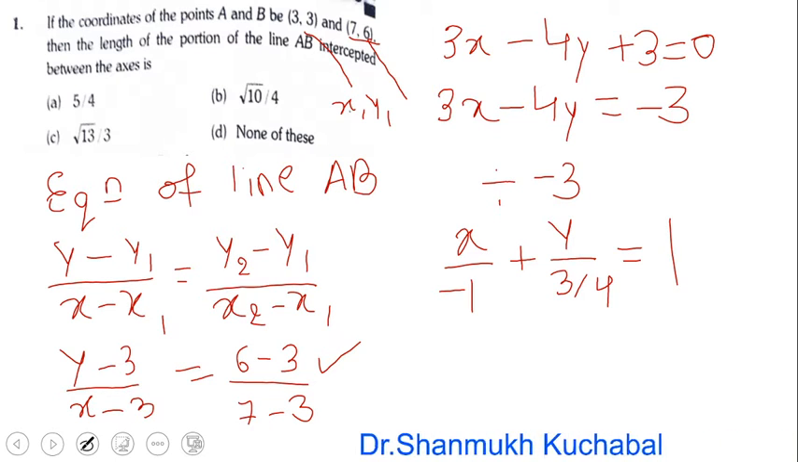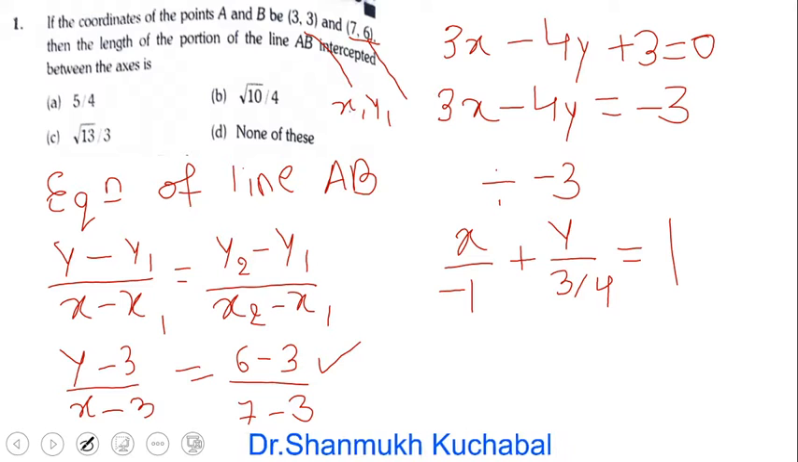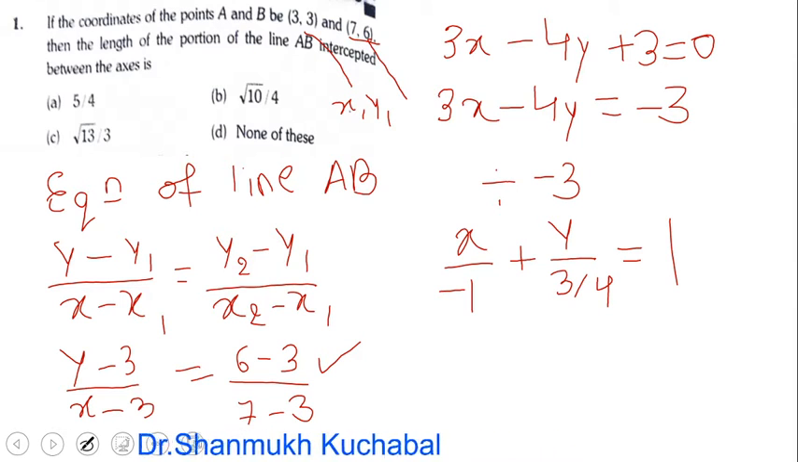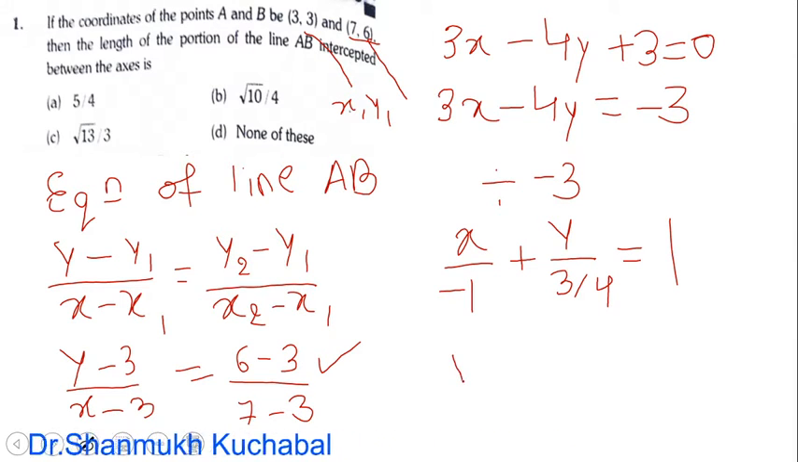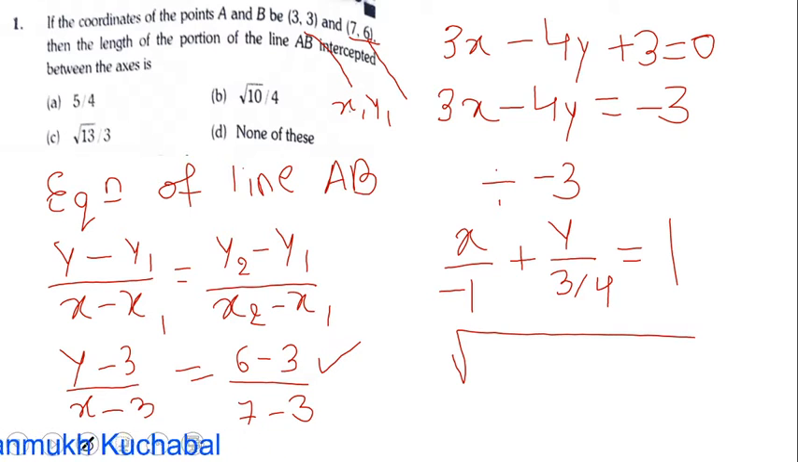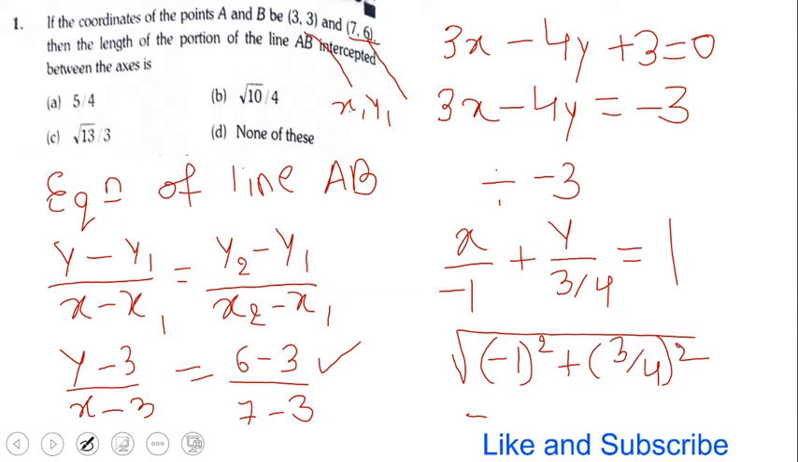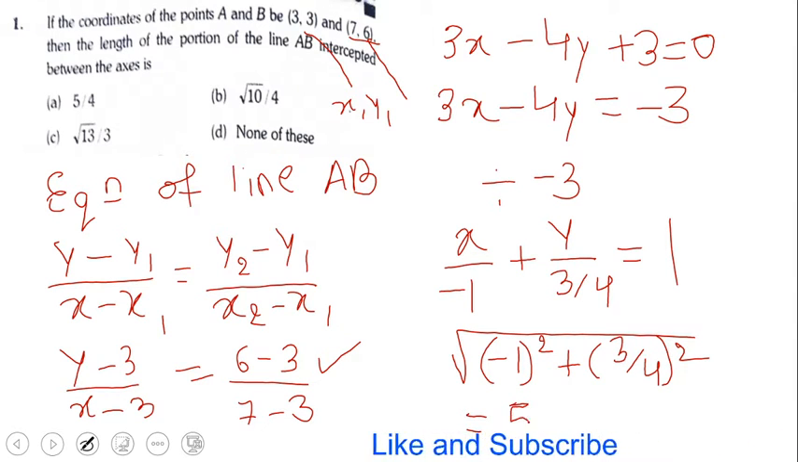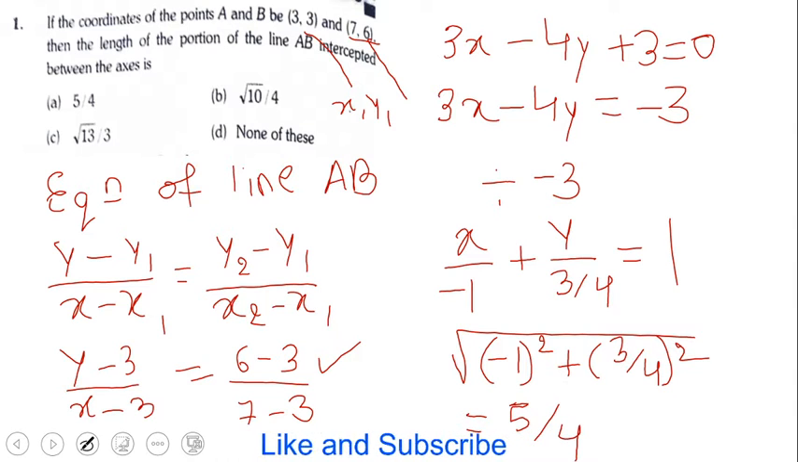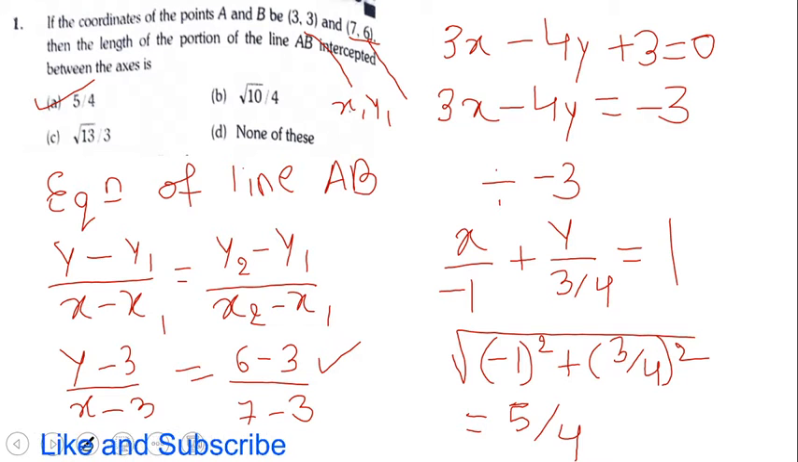So from this we have to calculate the required length. So the required length is under the square root of (x intercept, minus 1) squared plus (y intercept, 3 by 4) squared. So we will simplify this. On simplification we get 5 divided by 4. So clearly option A is the right answer. Like this we have to simplify here.